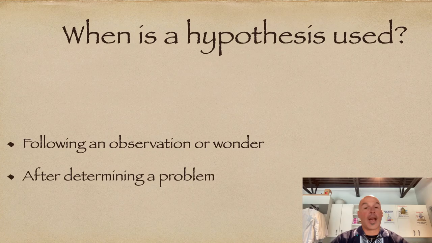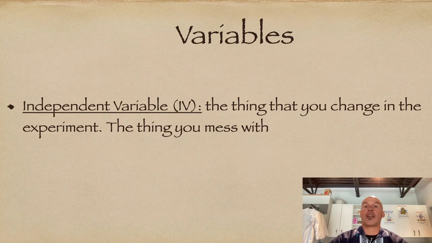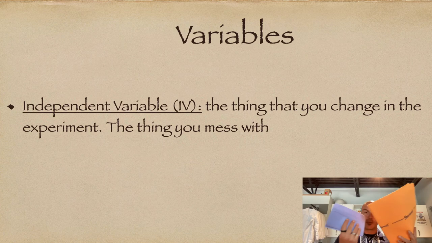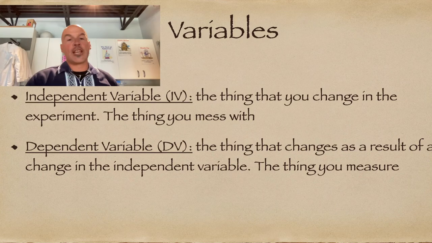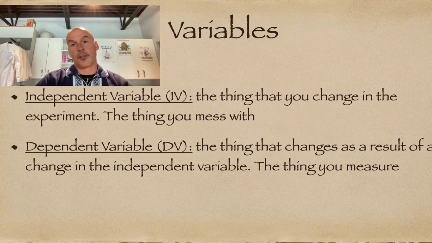All right, let's talk variables. So first is my independent variable, my IV. This is the thing that you change in the experiment. It's what I mess with. So, type of sponge. The dependent variable is the thing that changes as a result of a change in the independent variable, the thing that you measure, which in this case is which is going to soak up the water the fastest. My constants are things that stay the same during this experiment.